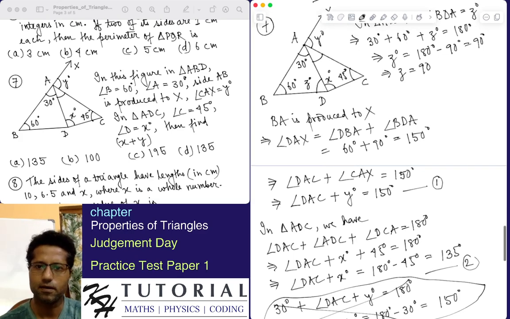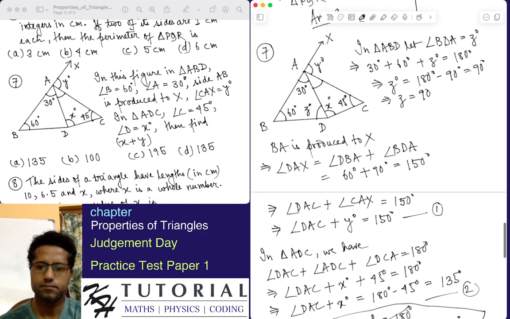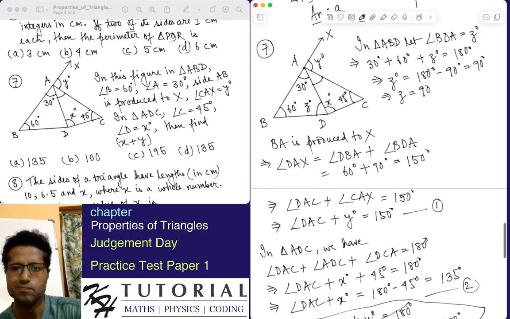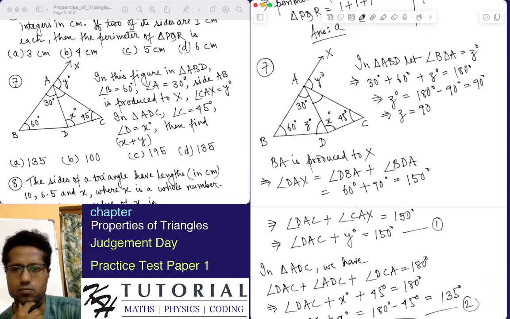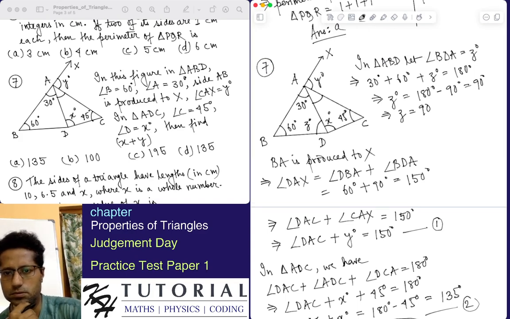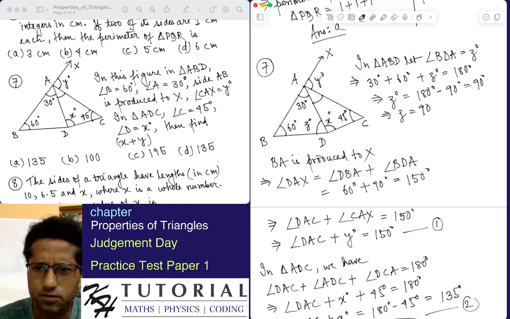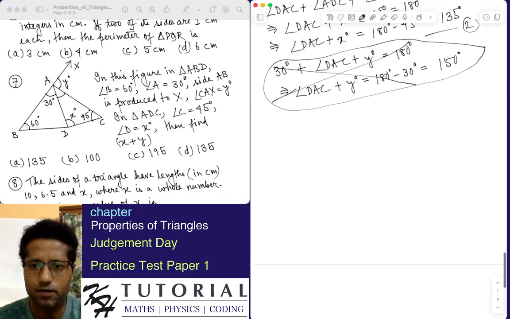And if I find X, I will also know angle DAC. It is asking then to find Z plus X plus Y. X plus Y. DAC. Angle C is 45. No, I am stuck here for this problem. I will move on to the next problem. I will come to this problem later on.